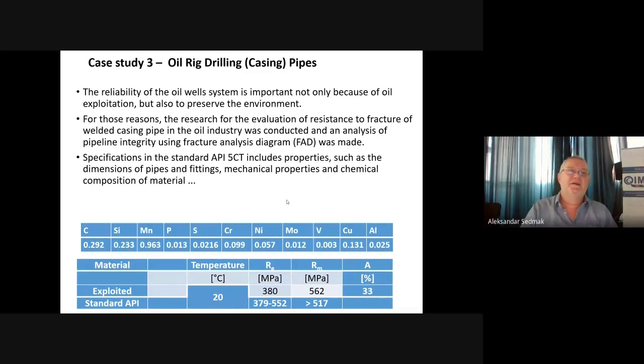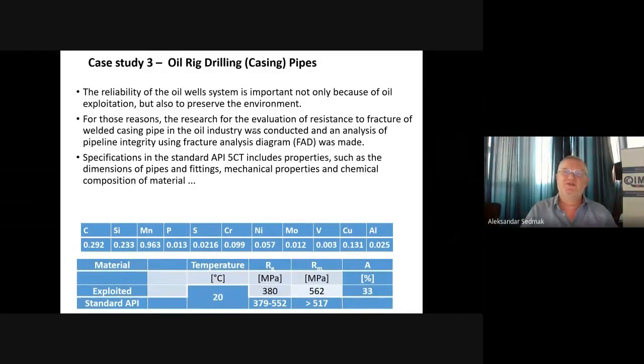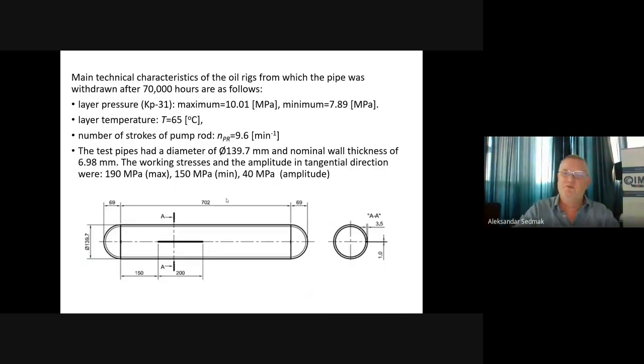Now, case study 3 is something that I still want you to focus your attention. It is oil rig drilling pipe, certainly not a potentially catastrophic failure. So we will now deal with something like medium consequence. But interesting issue here is how we deal with fatigue.